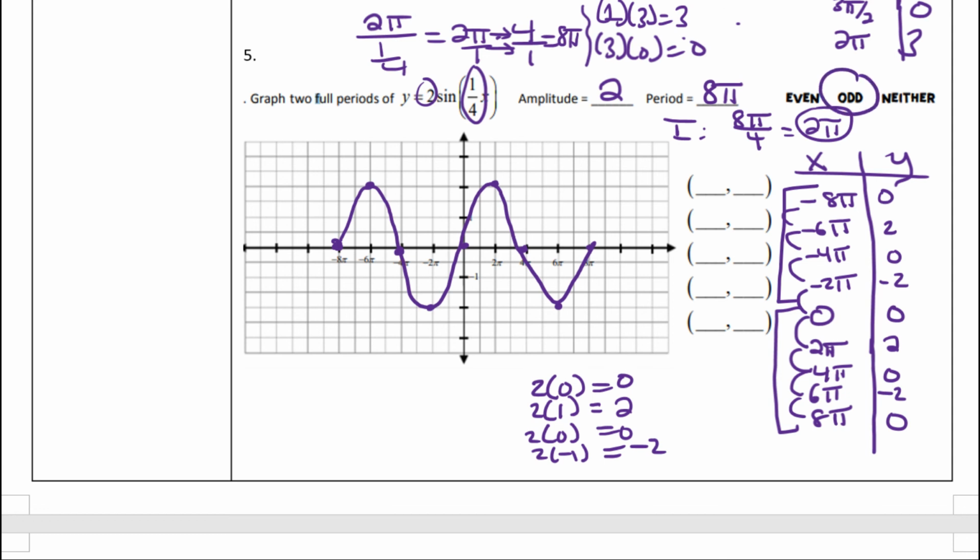All right, and that's all there is to it, guys. So go ahead and keep practicing the problems. Go look over your notes. It's really not that bad once you get the groove of setting up the table, period, and amplitude.